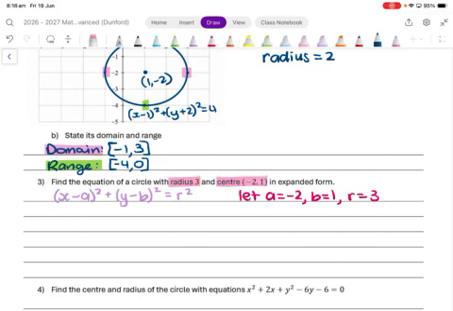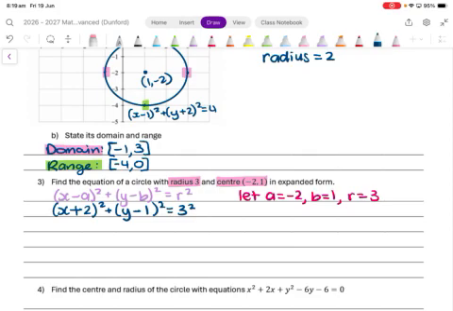So when we substitute those in, we'll have (x minus minus 2) all squared. Now, what happens with our minus 2 all squared? It turns into a positive. So let's make that a big positive. Plus (y minus our b value of 1) all squared equals our r, which is 3 all squared.